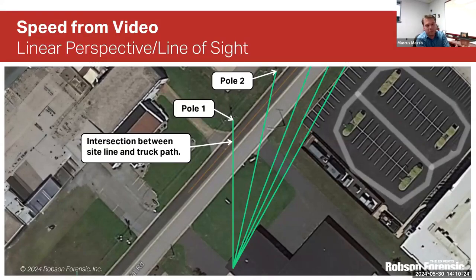So again, this is how we're going to determine it. We're going to do that for each pole. We're going to identify the frame where the nose of that truck is in line with the pole, and use that to determine the positions and the frames where those positions occur for the video.